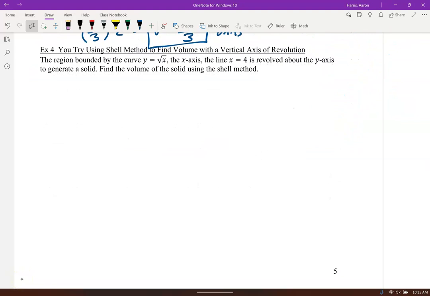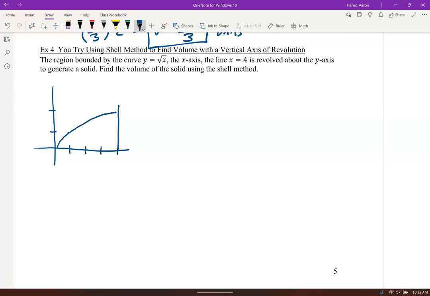All right, so here's another you try. Go ahead, pause it and work through that. We'll work it out in a sec. Go ahead and draw this. We've got a line x equaling 4. There's x equaling 4, but let me do the square root up to that.